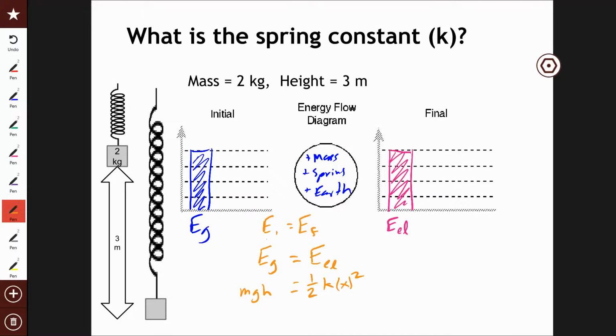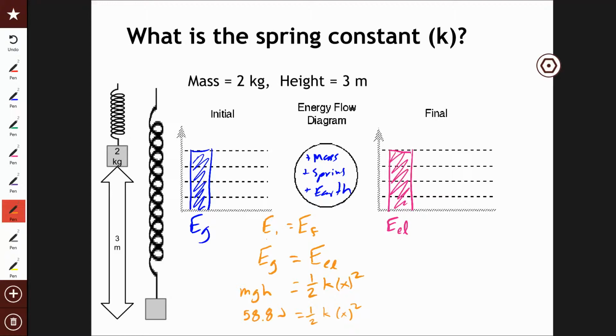Someone with a calculator might help me out. Or someone that knows what 6 times 9.8 is. So we start with 58.8 joules of energy, and we're going to end with how much? Better be the same. We said it was the same amount. So our initial energy is 58.8 joules.